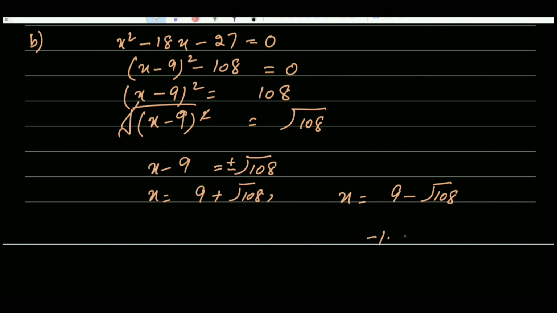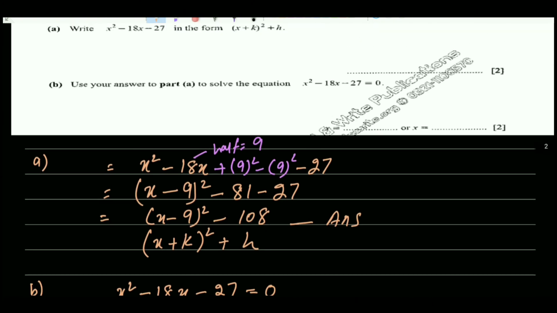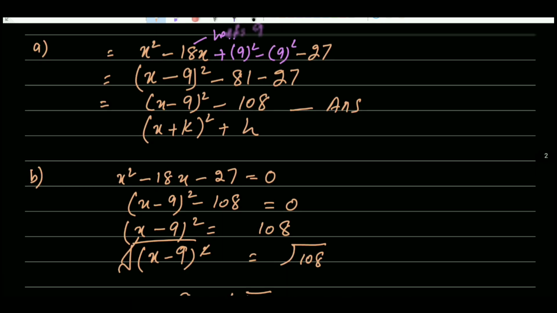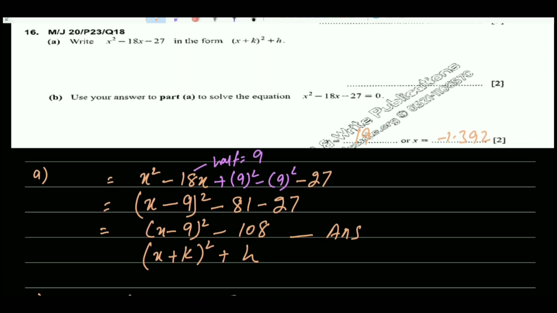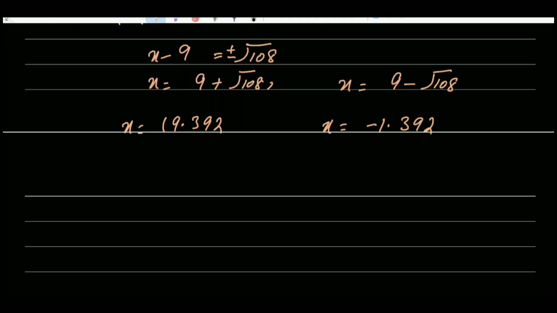That is minus 1.392, and 9 plus under root 108, that is 19.392. So these two will be our final answer: minus 1.392, and the first is 19.392. Okay, so we will do some more examples.